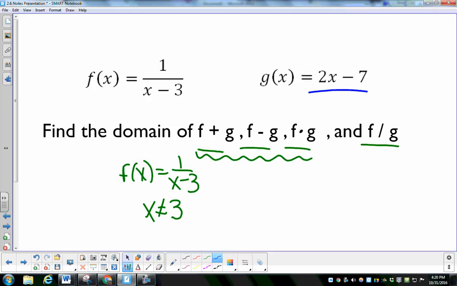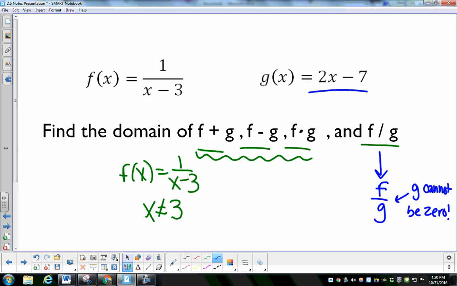But here's the thing. If we're including f divided by g in our domain here, that means that our function g cannot be 0, because that entire function's in the denominator. So since we're including f divided by g, we need to see what would make g equal 0, and we need to make sure not to include that in our domain. That would be bad, because if we're dividing by g, we don't want to divide by 0.